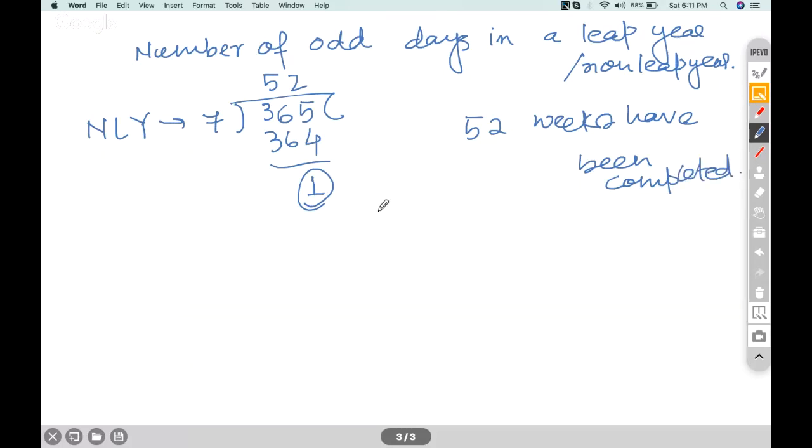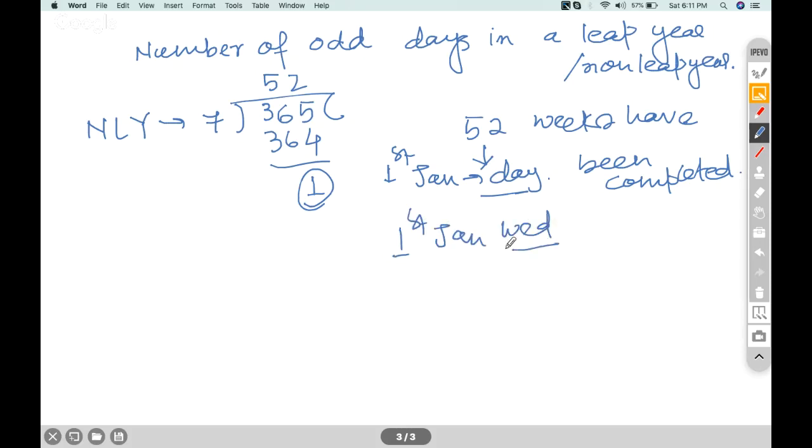You check the calendar in your mobile or somewhere. 1st January, whichever day it is, is considered the first day of that year or the first day of the first week of that year. So suppose it starts with Wednesday. If 1st January starts with Wednesday, then the second day would be Thursday, then Friday, Saturday, Sunday, Monday, then Tuesday. So here the week completes. If a week starts with Wednesday, it completes with Tuesday. So this is 7th January, which would be Tuesday.